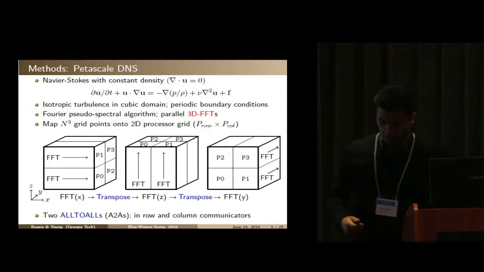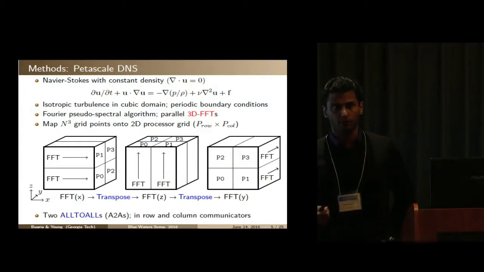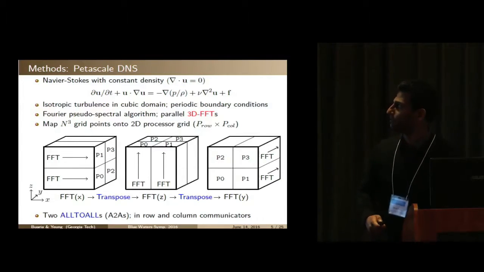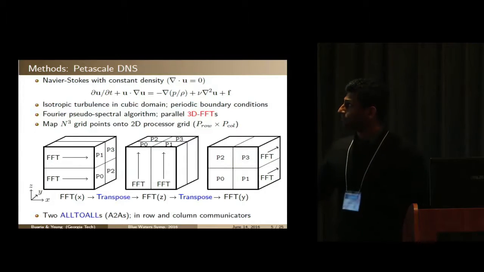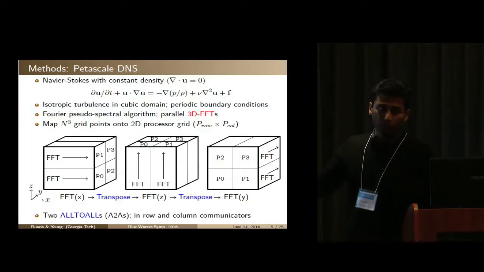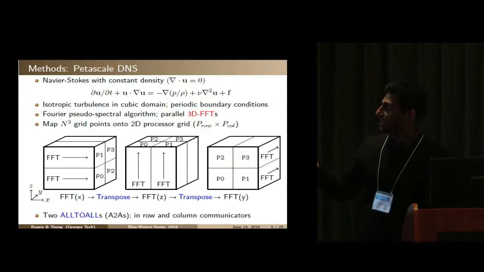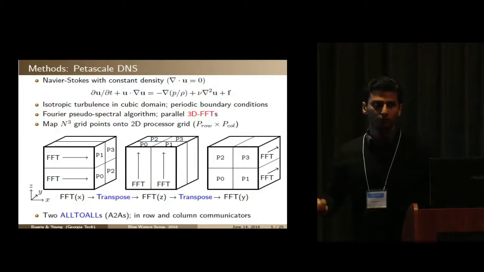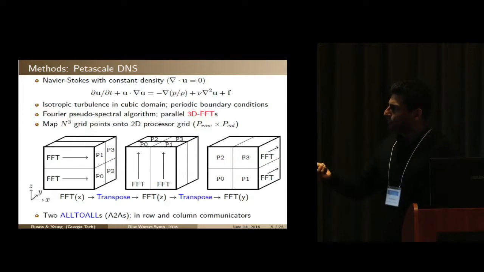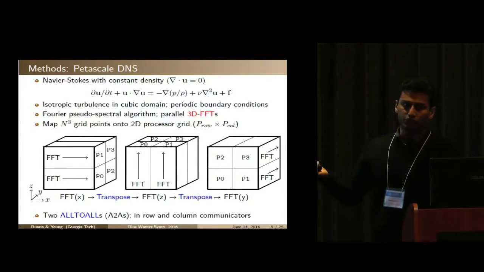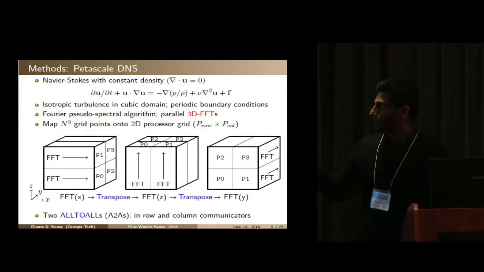So, giving a brief background about the methods and the parallel implementation. We solve Navier-Stokes with constant density, where F is some forcing term to maintain stationarity. We are looking at isotropic turbulence in a cubic domain using periodic boundary conditions. So essentially, we are doing FFTs, and we use a two-dimensional decomposition for our domain.